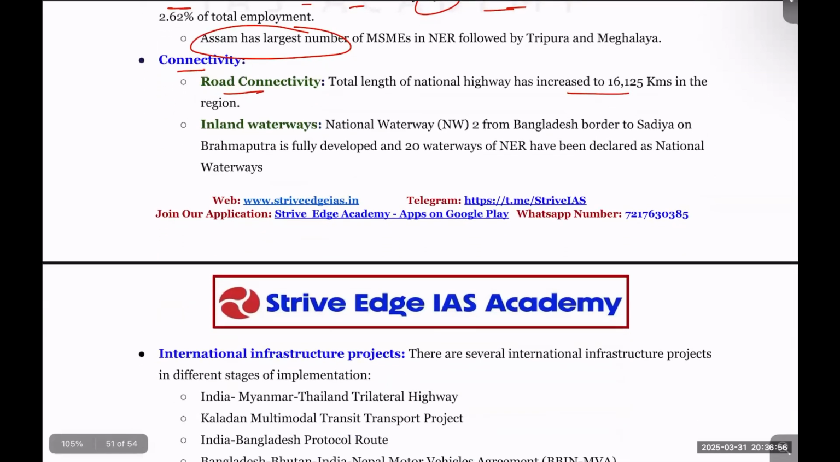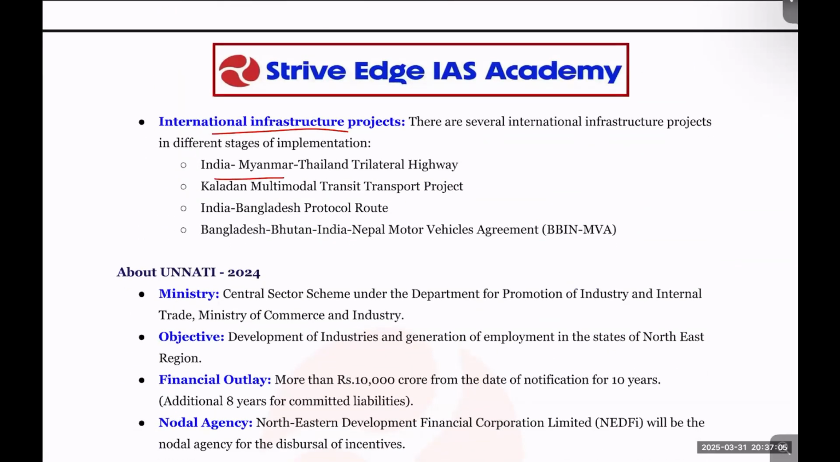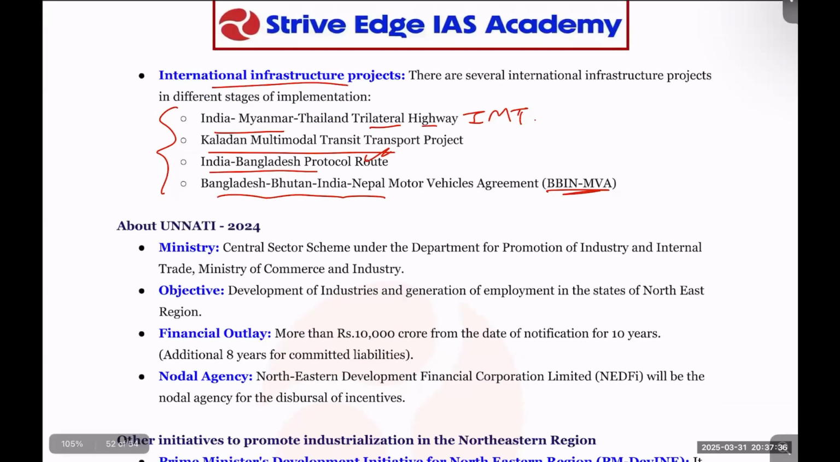Inland waterways are there, and National Waterway 2 is there, that you already remember. International infrastructure projects are also there: the India-Myanmar-Thailand trilateral IMT highway, the Kaladan multimodal transit project, the India-Bangladesh protocol route, and the Bangladesh-Bhutan-India-Nepal Motor Vehicle Agreement, BBIN MVA. These are some of the initiatives at international level in order to increase the connectivity of the Northeast region throughout the world, right? And this Kaladan multimodal transit project is very important. It keeps on coming in the news, so you should remember, right?